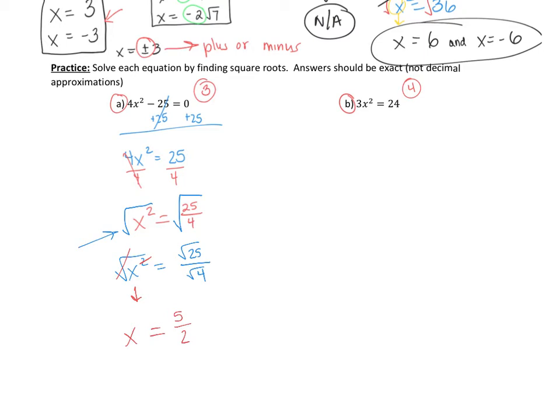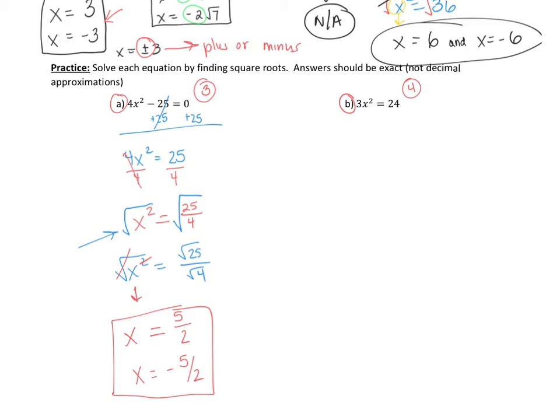So here I have a fraction. That would be my answer, but I can't forget that my other answer also has to be negative. So there's 2 answers here, one being positive and one being negative. All right? Okay, now I'm on to letter B.